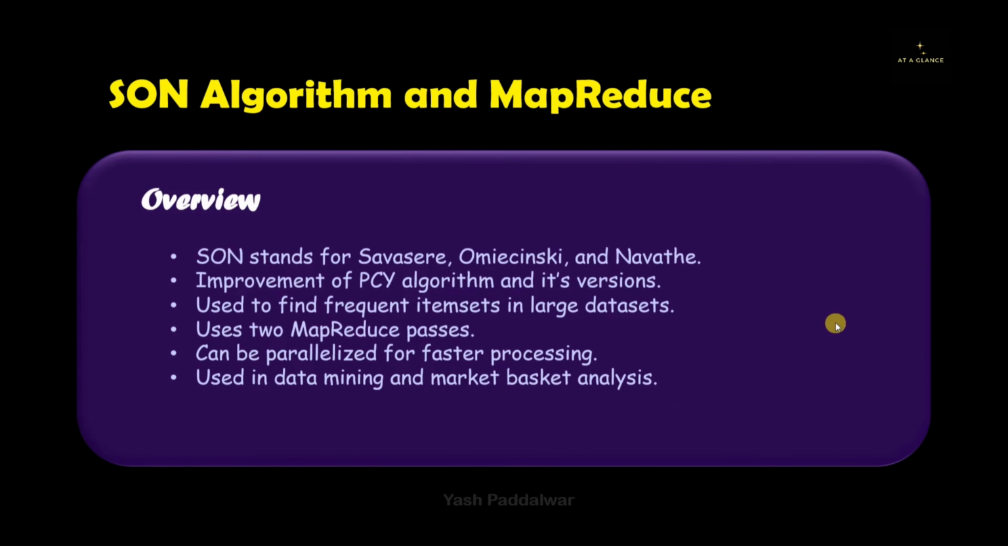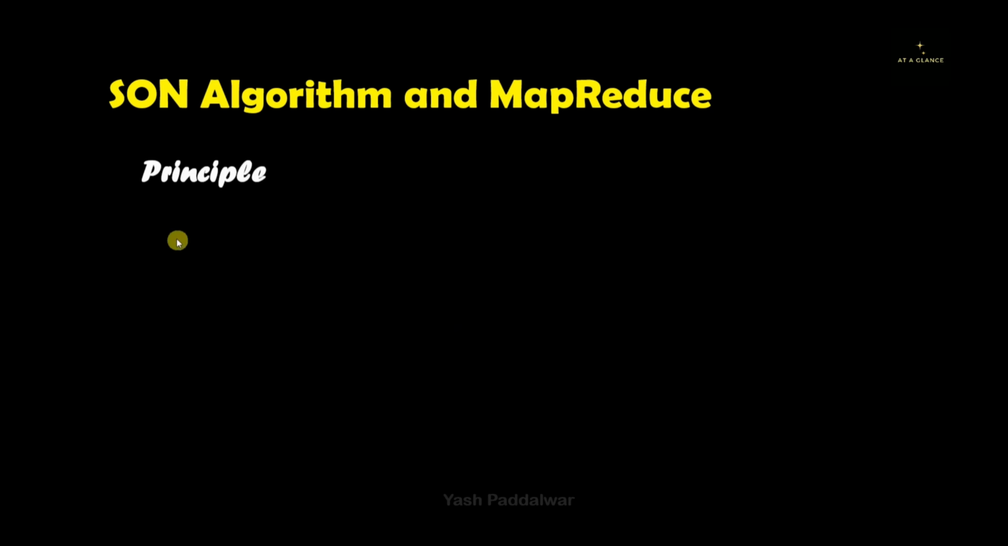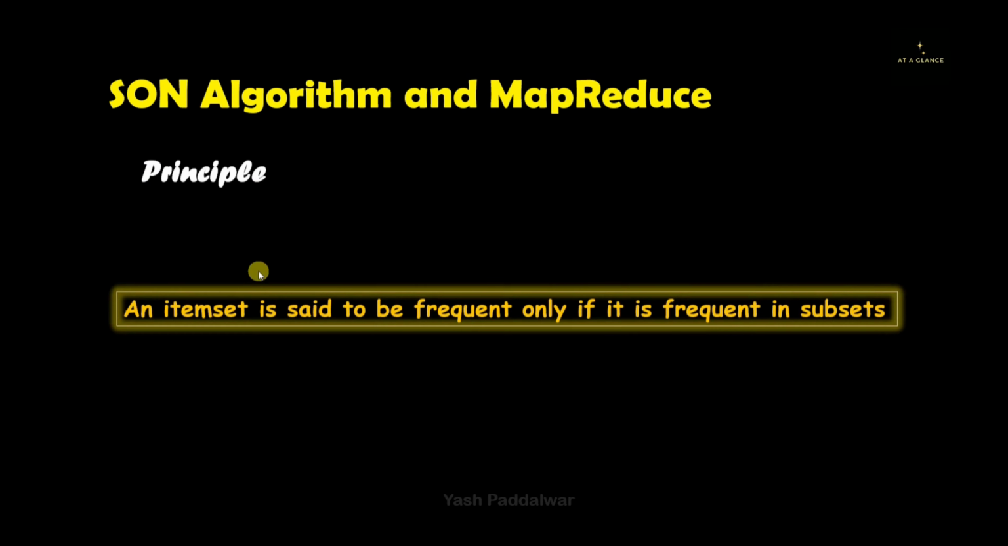Now let's see the principle on which the SON algorithm works. The principle states that an item set is said to be frequent only if it is frequent in subsets. As I said, this particular algorithm divides the entire data from which we need to find the frequent items into chunks, and it finds the frequent items from each of the chunks. If an item set is not frequent in the chunk, then it will obviously not be frequent in the entire dataset. Based on this principle, the algorithm is designed and it has a lot of advantages.